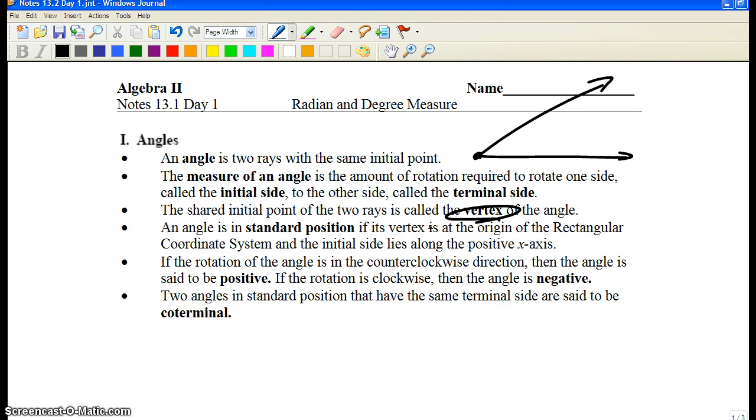The measure of the angle is the amount of rotation from one side, which we give a special name, called the initial side, to another side that we call the terminal side, where it terminates. It's the amount of rotation to get us there. That's the measurement of that angle.